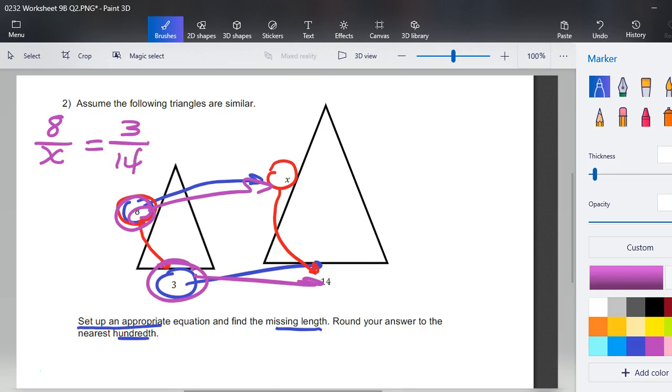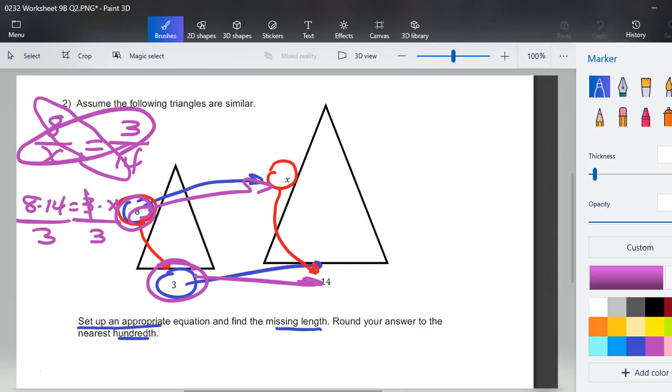I have a proportion. With the proportion, I'm allowed to say that 8 times 14 is the same as 3 times x. I divide by the 3 so that I get a 1x on the right. I grab my calculator. I type in 8 times 14 equals and divide by 3 equals. And the number I'm getting is x is about 37.333, etc. And they want us to round to the nearest hundredth.